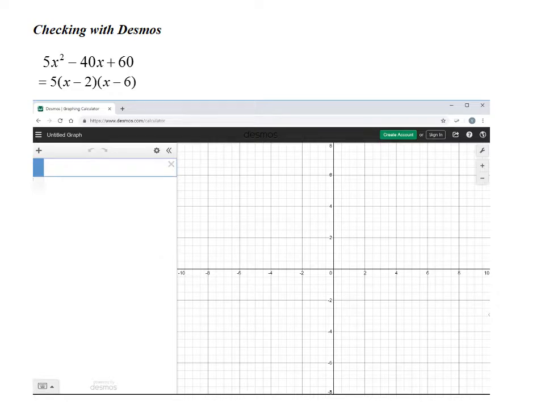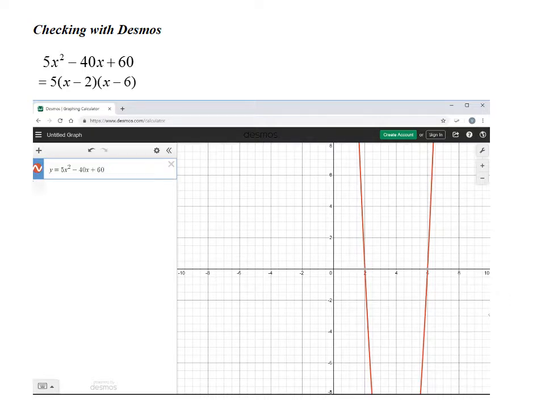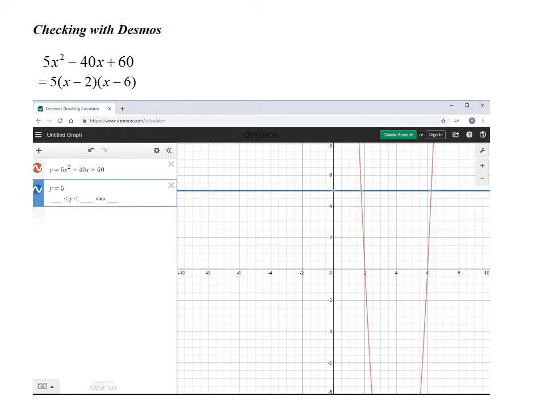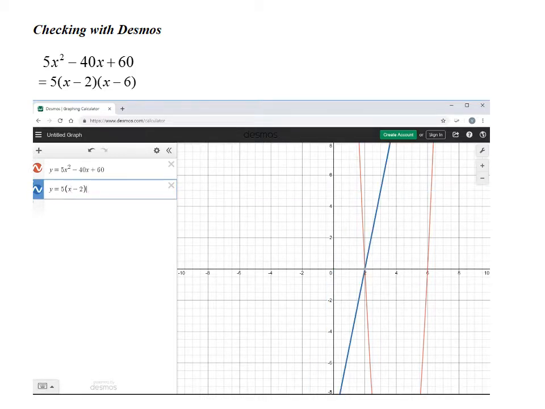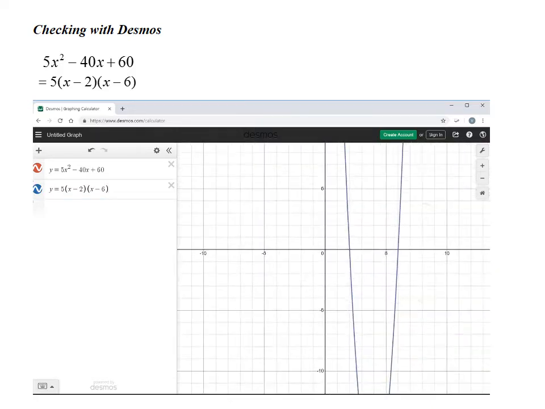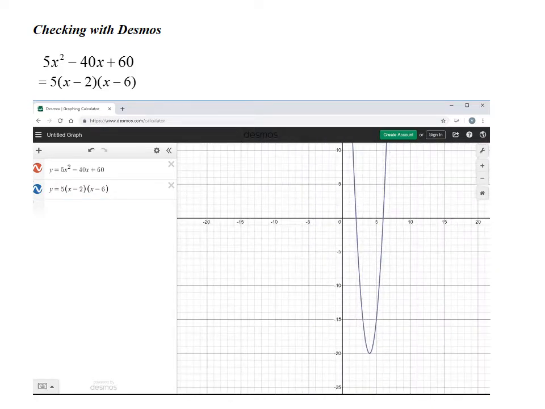So if we graph the equation that we started with, or the expression I should say, 5x squared minus 40x plus 60, which was one of our examples recently, and then we graph separately what our answer would be in factored form, y equals 5 times (x minus 2) times (x minus 6), what you see is that we had two graphs as I worked, but then one of them overlapped the other exactly.